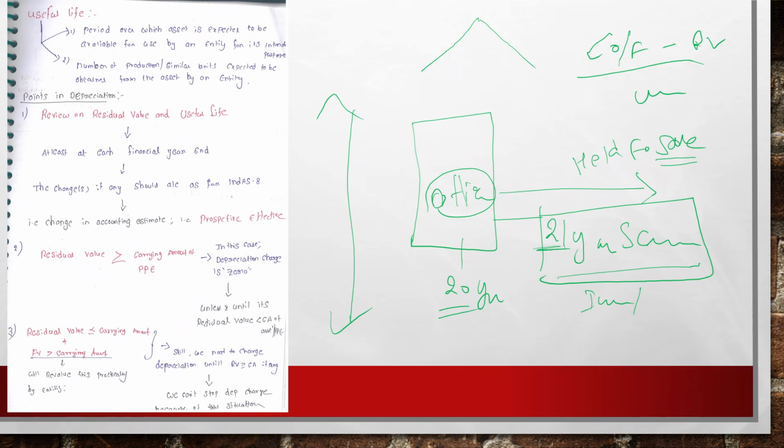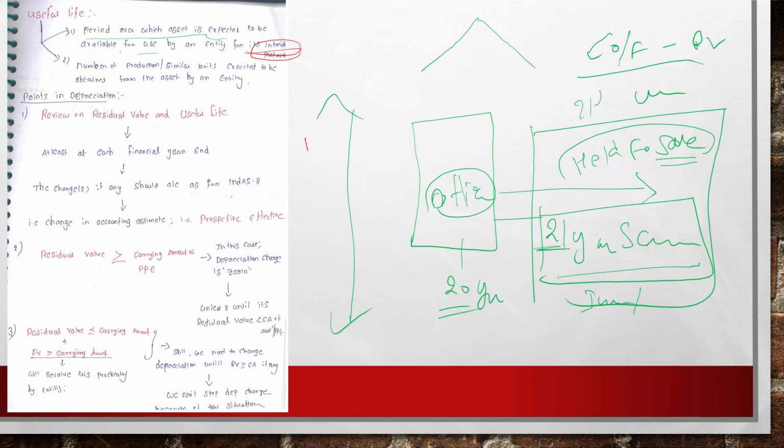Your intention for the PPE is not to use it for office purpose. It is used for selling purpose. So in that case, for the 21st year, that 1 year, you cannot consider it for depreciation purpose. That is the period over which the asset is expected to be available for usage by an entity for its intended purpose.